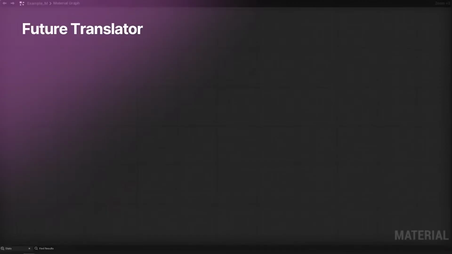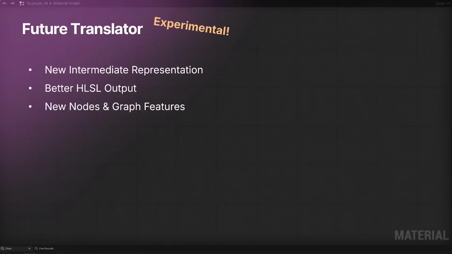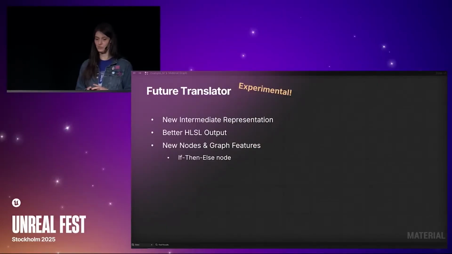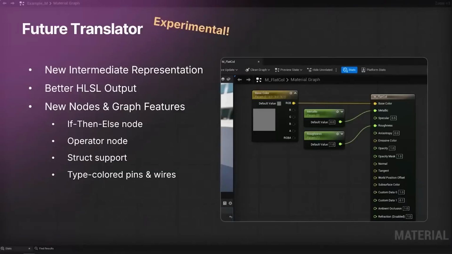So I'm excited to share that we are working on a new translator with an experimental release targeted for sometime next year. It'll be adding a new intermediate representation, or IR, which will result in better HLSL output and include some powerful new nodes and graph features, such as a new if-then-else node, an operator node, struct support, and type-colored pins and wires, shown here. This list is not complete, just a preview of some of what we've started working towards, and I'll talk a little bit about these, and then we'll move towards wrapping up.